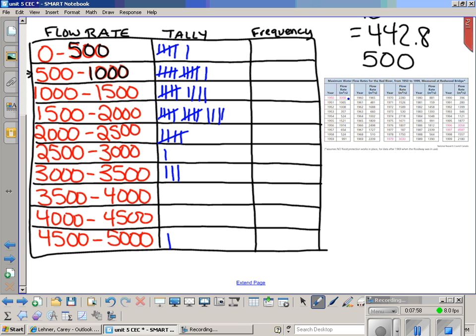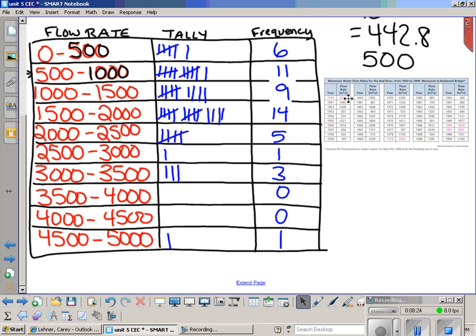Now we find what our frequency is. There were 6 in this interval, 11, or sorry, not 11 there. There were 9, 14, 5, 1, 3, 0, 0, and 1. And we have now created a frequency table from which we could then answer some questions and analyze the data.